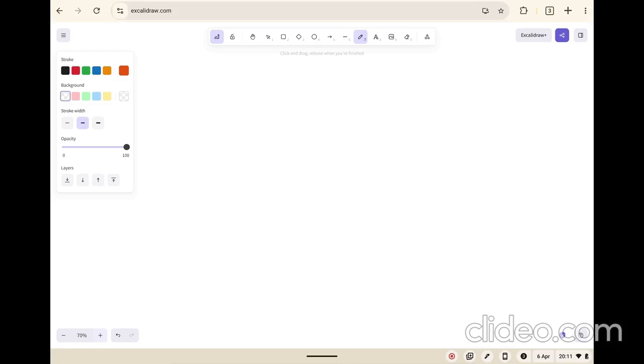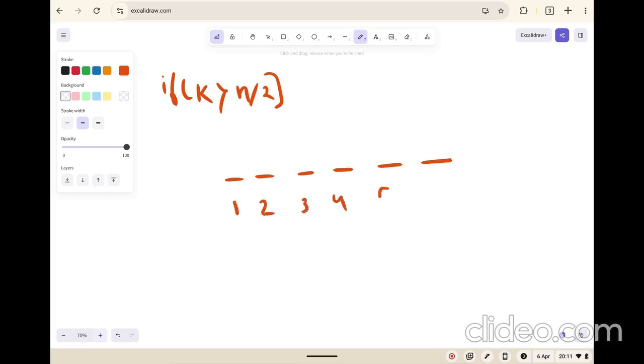If your k is greater than n by 2, let's say you had 6 elements: 1, 2, 3, 4, 5, 6. This can be a peak. Let me mark this as blue. If this is your peak, then this can't be your peak, but this can be your peak. Then again this can't be your peak, this can be your peak, and this cannot be your peak.